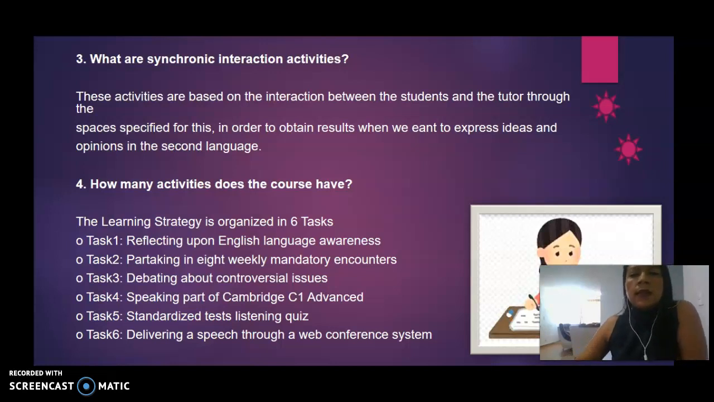The learning strategy is organized in 6 tasks. Task 1: reflecting upon English language awareness. Task 2: partaking in weekly mandatory encounters. Task 3: debating upon controversial issues. Task 4: speaking part of Cambridge C1 Advanced. Task 5: standardized test listening quiz. Task 6: delivering a speech through a web conference system.